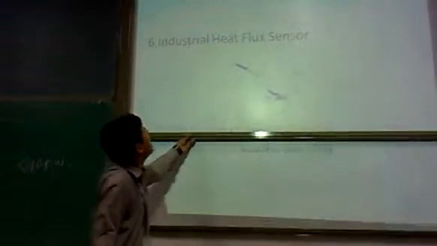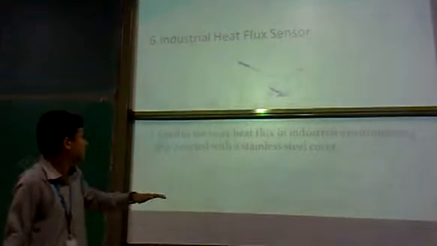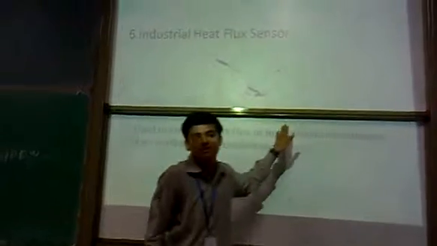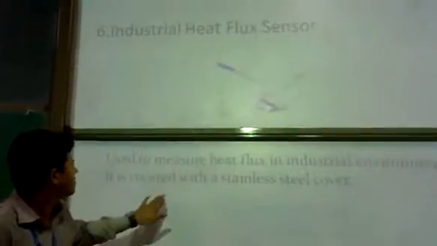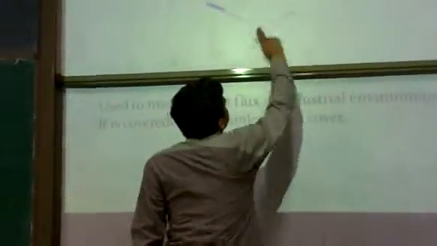The next is the industrial heat flux sensor. It is used to measure heat flux in an industrial environment. This is the most commonly used sensor in industry. It is covered with a stainless steel cover. Inside this sensor there is a plate, and it is covered with the steel cover.